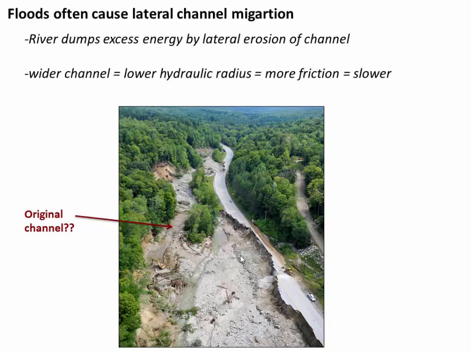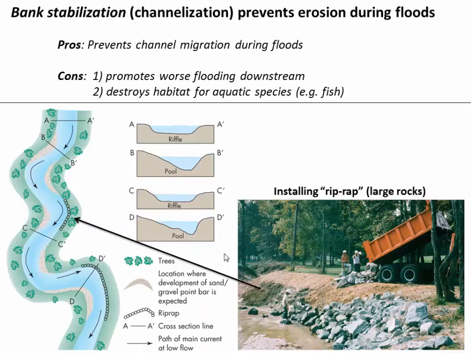Now, of course, humans can't handle this. We don't want rivers moving laterally because it destroys roads and buildings. So, enter the idea of bank stabilization, also sometimes called channelization. What we as humans can do is bring in something called riprap, large rocks or blocks of concrete, material that is strong and big enough that the river can't move it. We're going to armor the banks of the river with this material, and next time there's a flood, the river will not be able to erode laterally, and it will be contained within its existing channel.